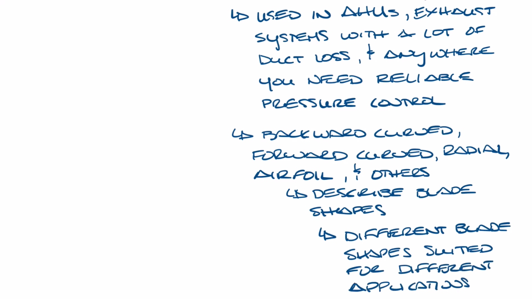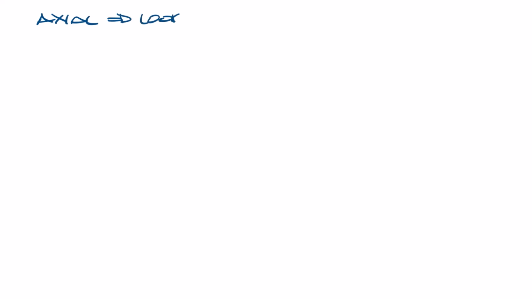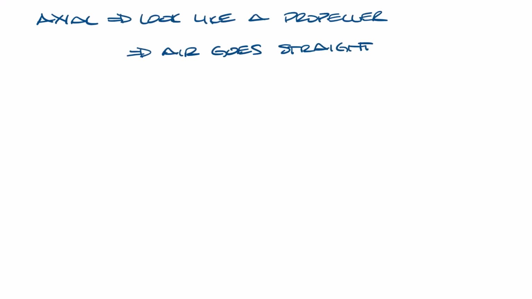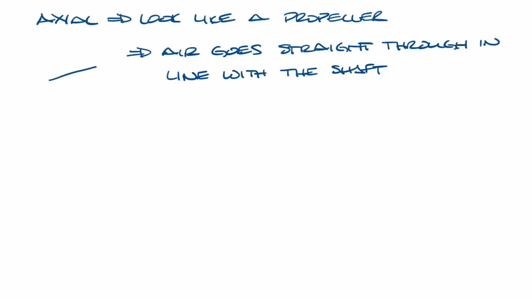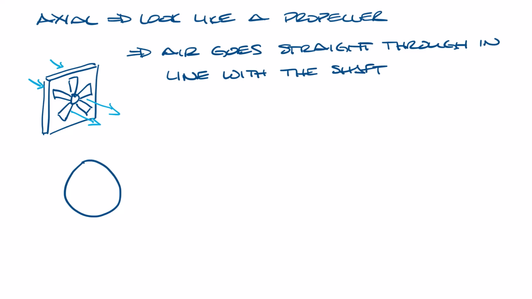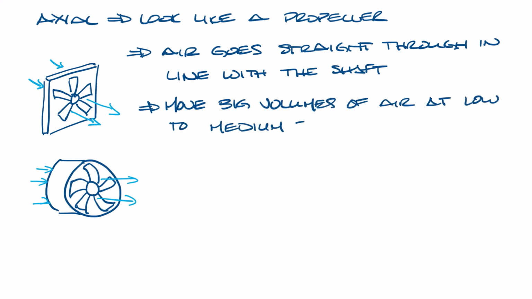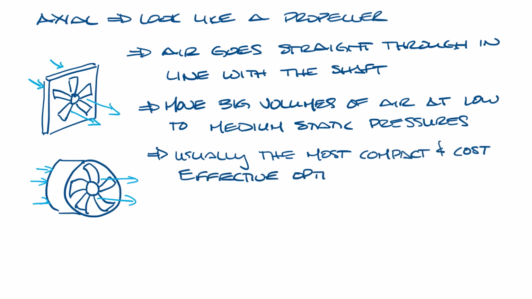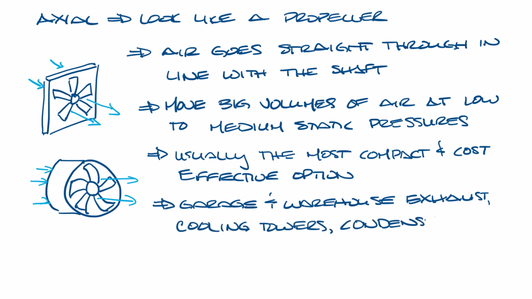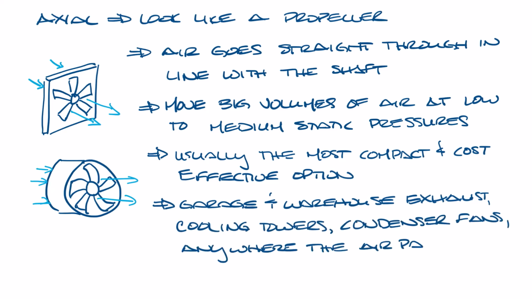Now let's move this over and look at axial fans. These look like propellers. The air goes straight through in line with the shaft. Now they could look like this, which you might see on the wall of a warehouse, or they might look like this, like a tube axial or vane axial fan. These fans move big volumes of air at low to medium static pressures, and they're usually the most compact and cost-effective option. You'll see them used for garage and warehouse exhaust, cooling towers, condenser fans, or anywhere the air path is short and open.